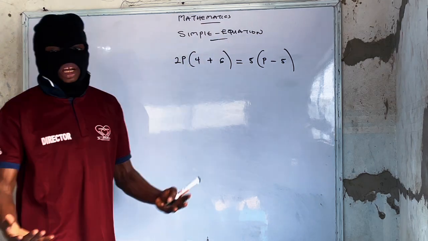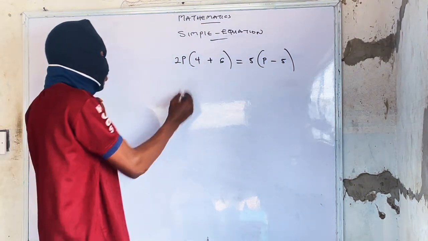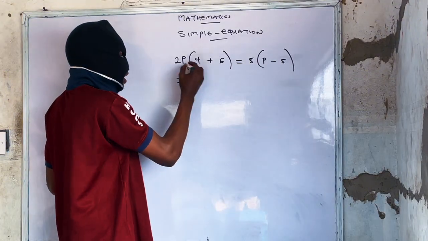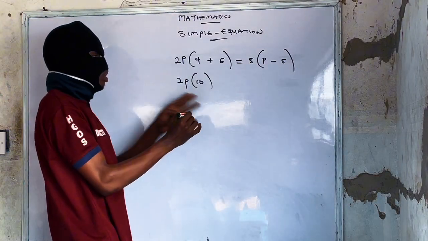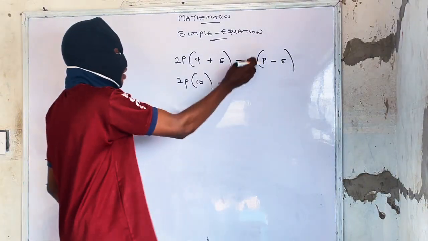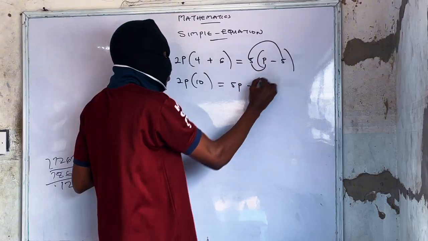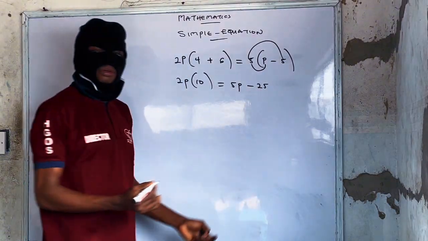These 4 and 6, they are numbers. You can just add them together. No stress. So you now have 2p into bracket 10, since 4 plus 6 will give you 10. Equals, use this 5 to multiply everything inside. 5 times p will give you 5p, minus 5 times 5 will give you 25.